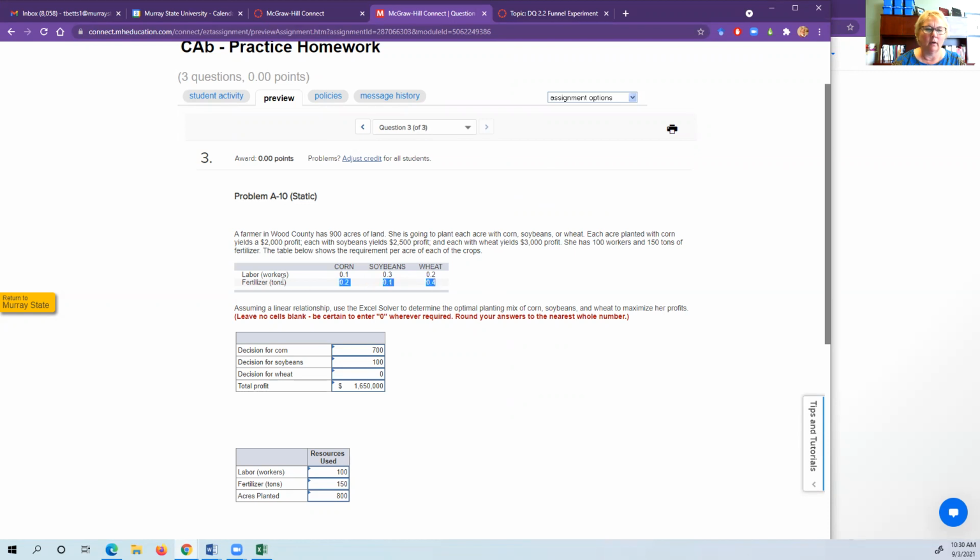Okay, well, a couple of things. Again, where I like to go is I like to look at this as my objective function, right? I can find right away that each acre yields 2,000 profit for corn, 2,500 for soybeans, and 3,000 for wheat.